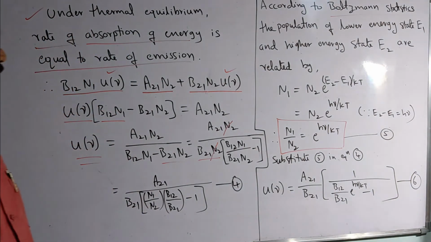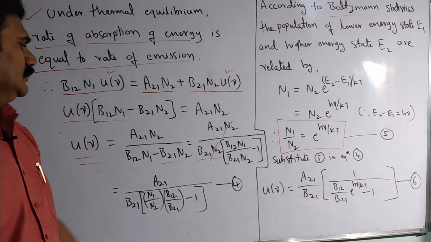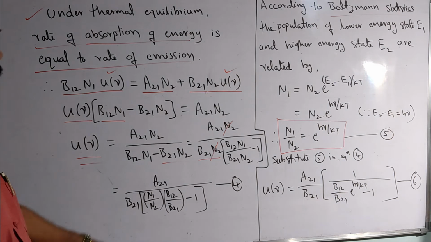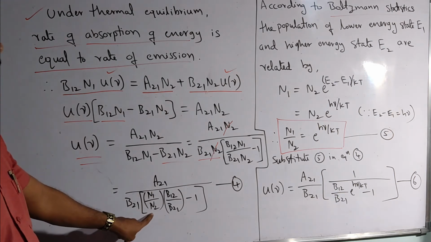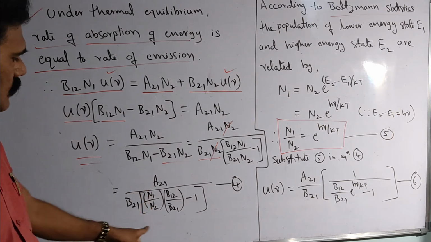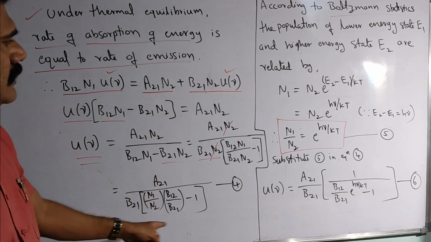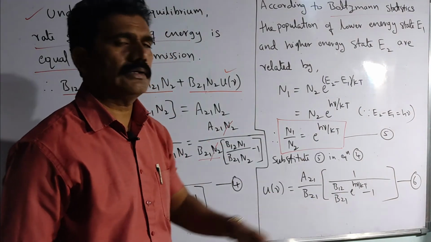Now come back to equation 4. We have N1 by N2 particularly in the denominator part. Now I can substitute this N1 by N2 ratio as e to the power of h nu by KT, right?